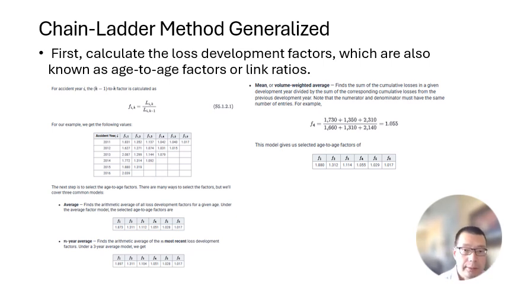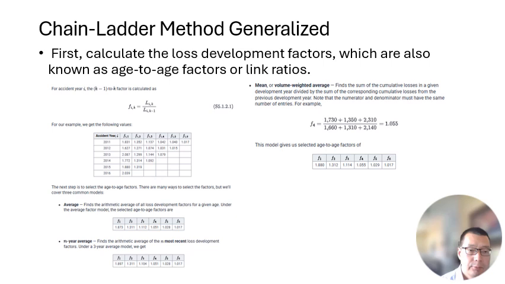Then the third method is mean or volume weighted averaging. Find the sum of the cumulative losses in a given development year divided by the sum of the corresponding cumulative loss from the previous development year. Note that the numerator and the denominator must have the same number of entries, for example, this. The model gives us the select age to be this. So anyway, these are 3 different ways to determine the development factor.